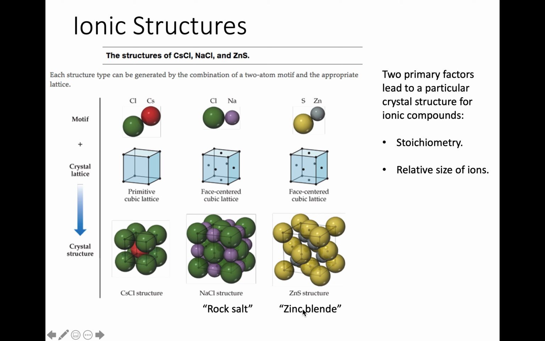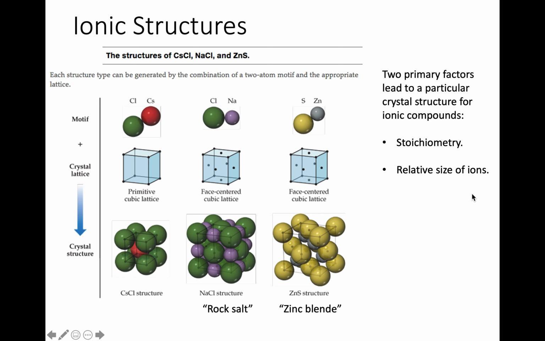Now, the factors that are resulting in a particular shape here, a particular crystal structure, it has to be able to account for the stoichiometry, and it has to be able to accommodate the relative size of the ions that we have. So, in a way, this is why we don't have an infinite number of crystal structures for these different ionic compounds.